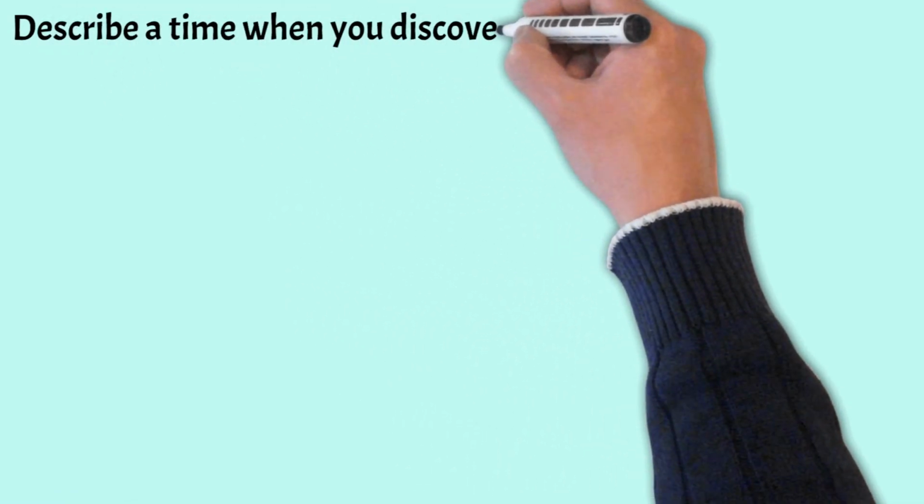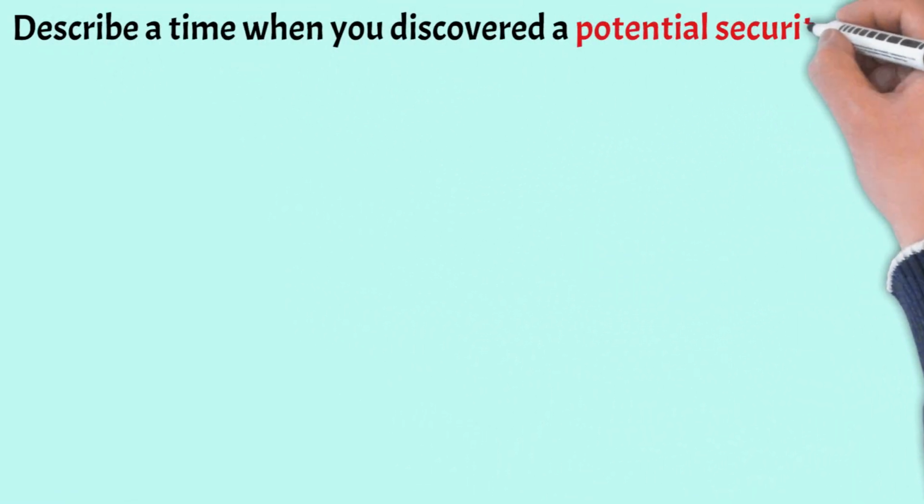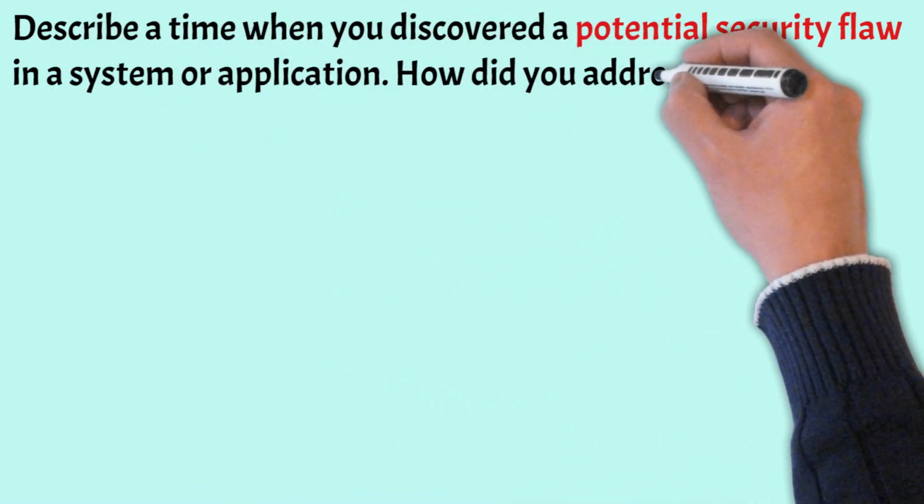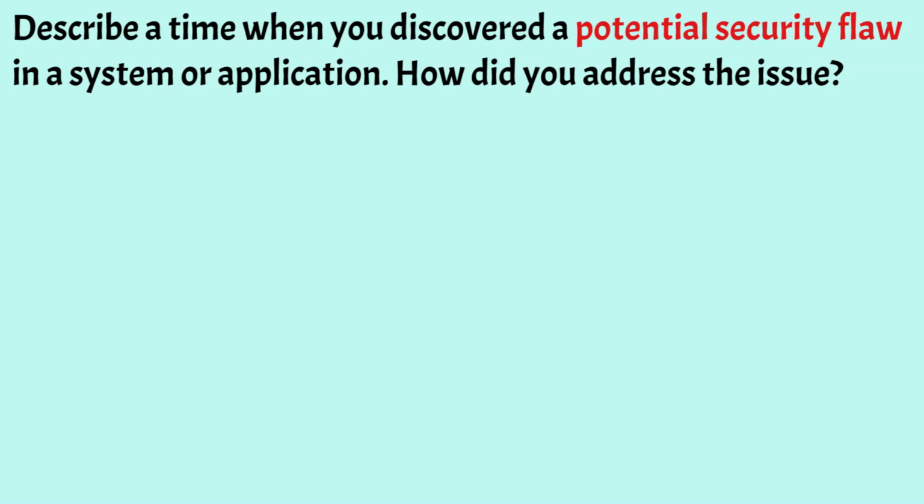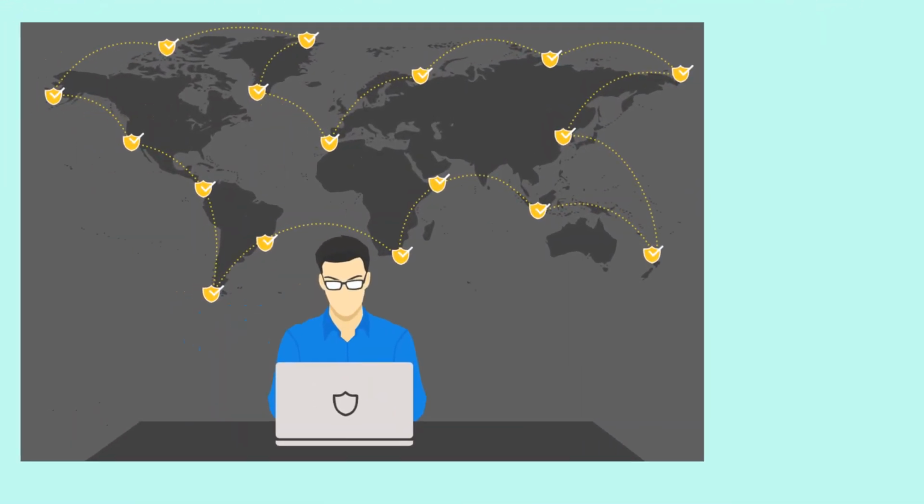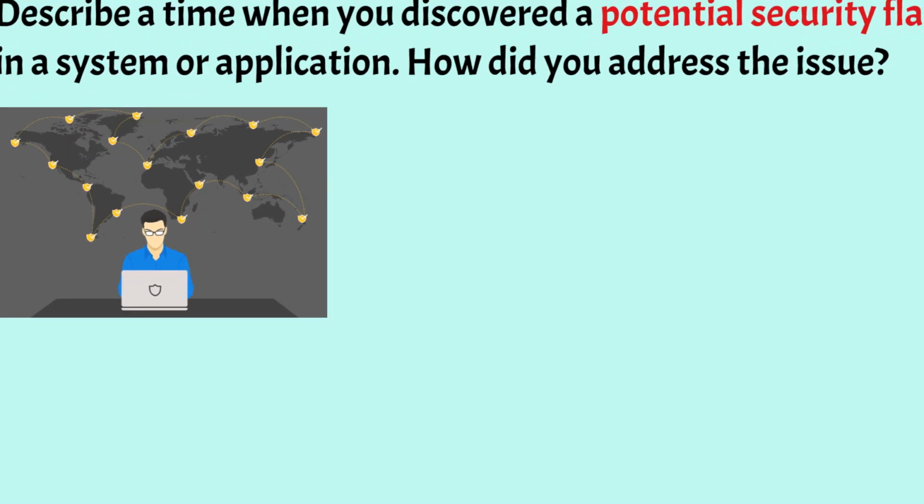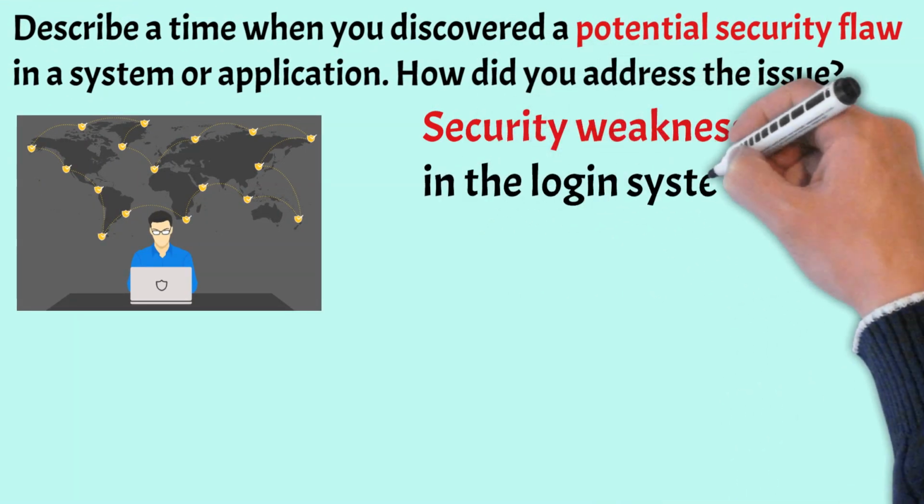And now, coming to the fifth and final question for today's video. Describe a time when you discovered a potential security flaw in a system or application. How did you address the issue? Now, to answer this question, you can say something like, during an internship, while performing a security analysis of a web application, I found a possible security weakness in the login system.